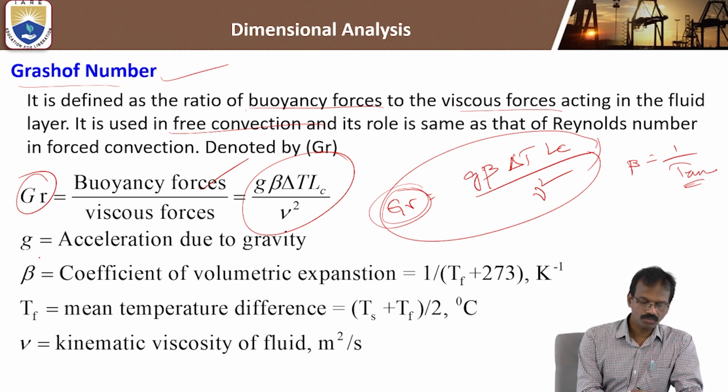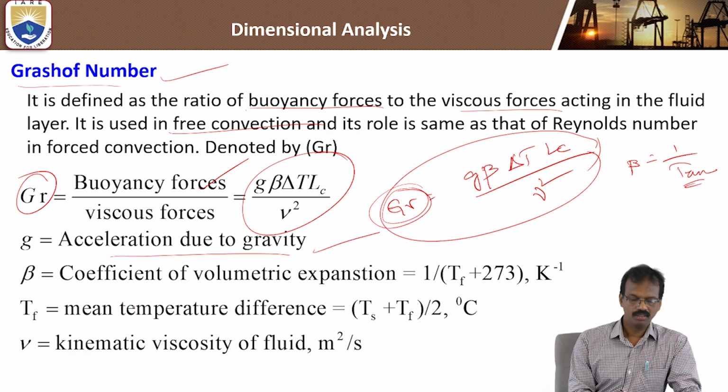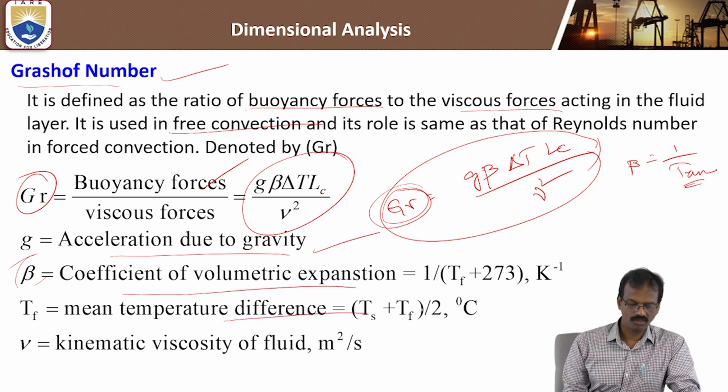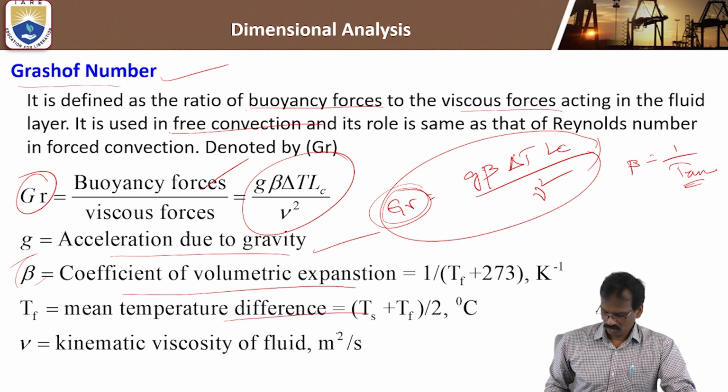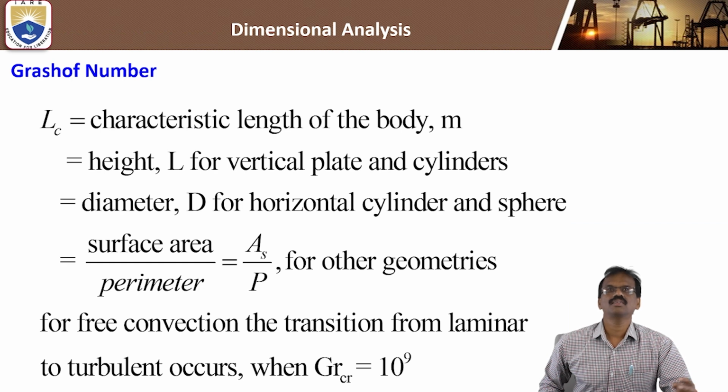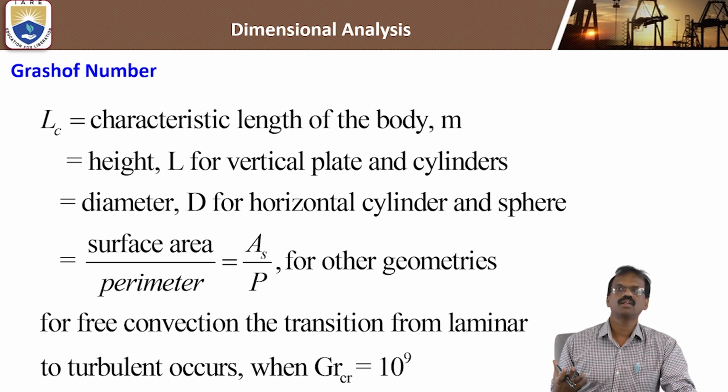So g is the acceleration due to gravity. Beta is the coefficient of volumetric expansion. Delta T is the temperature difference. Nu is the kinematic viscosity. So this is mainly used to study natural convection. This also shows the importance of characteristic length. Characteristic length depends upon the geometry of the body, either cylindrical, spherical, or horizontal, anything.